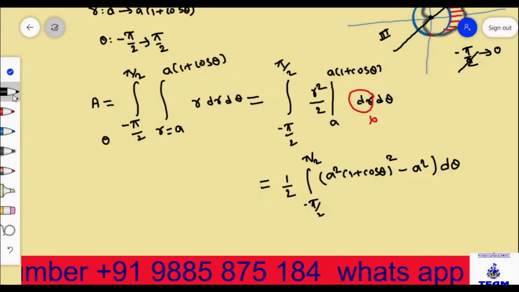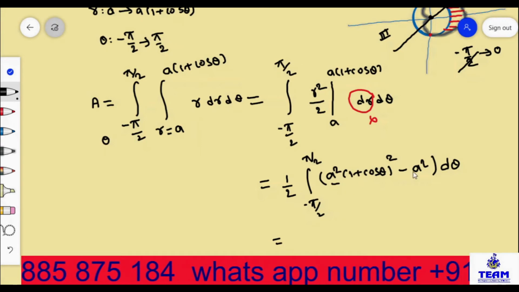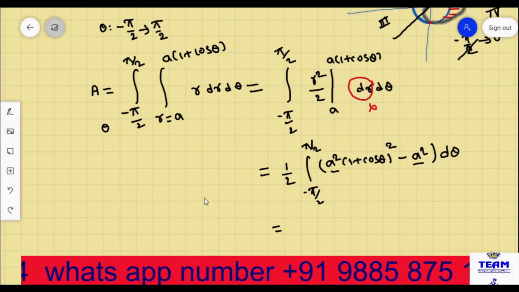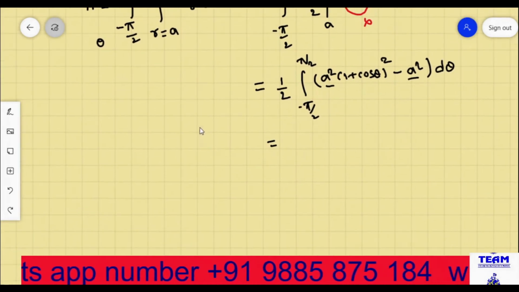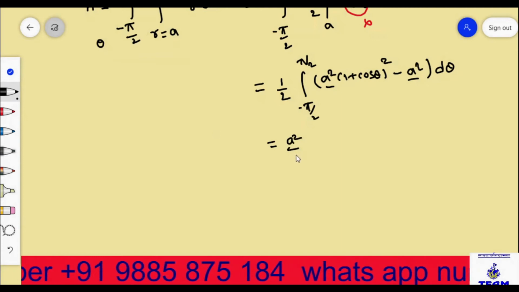Next, this is 1 by 2 I have. Friends, you see here you have a square term and here you have a square term, so I can take a square outside. Yes or no? If a square is common, then we have a square by 2.